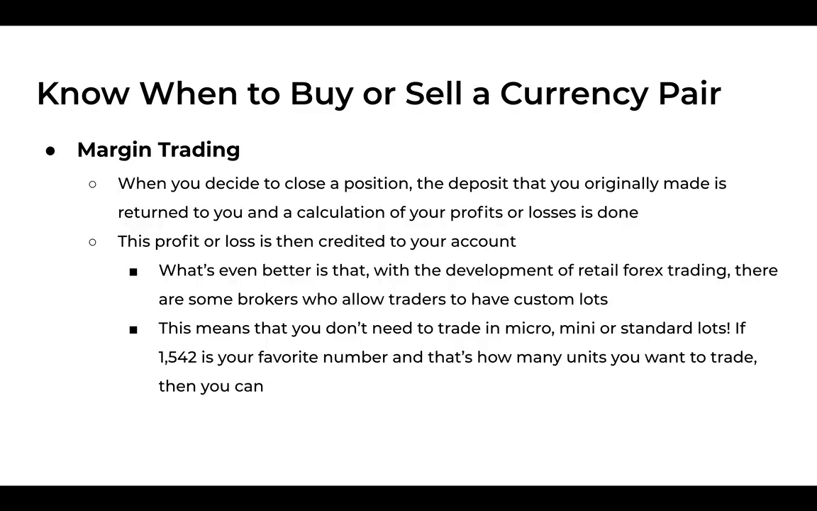advantage of this market. So when you decide to close a position, the deposit that you originally made is returned to you, and a calculation of your profits or losses is done. This profit or loss is then credited to your account. What's even better is that with the development of retail Forex trading, there are some brokers who allow traders to have custom lots. This means that you don't need to trade in micro, mini, or standard lots. That would be buying 1,000 units of a currency, 10,000 units, or 100,000 units of a currency. If you want to buy 1,542 euros because it's your favorite number and that's how many units you want to trade, then you absolutely can.